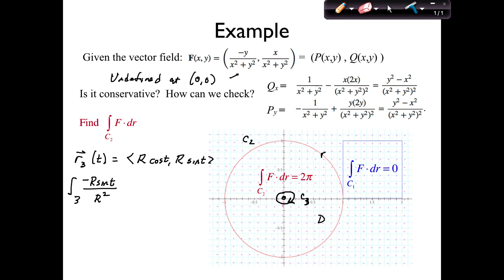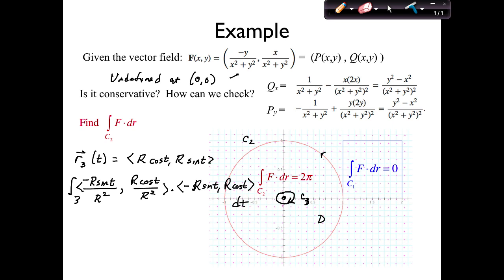And that's P, so we're doing the comma. And then Q is r cosine t over r squared, dot dr. What's dr? Negative r sine t and r cosine t dt. Okay, did you see what I did?